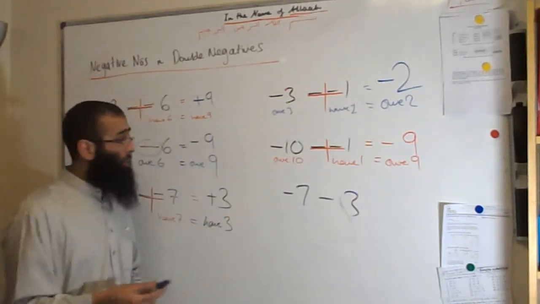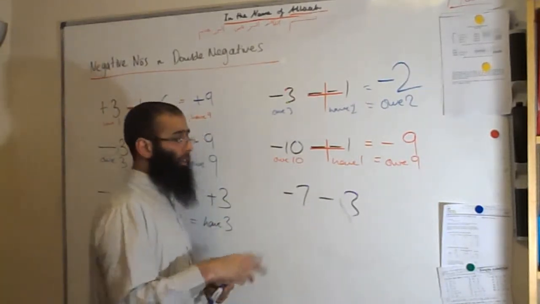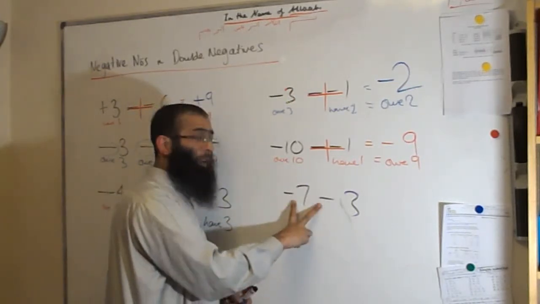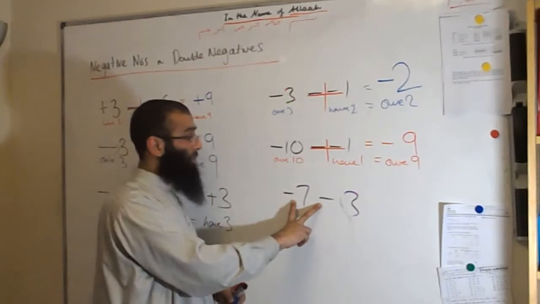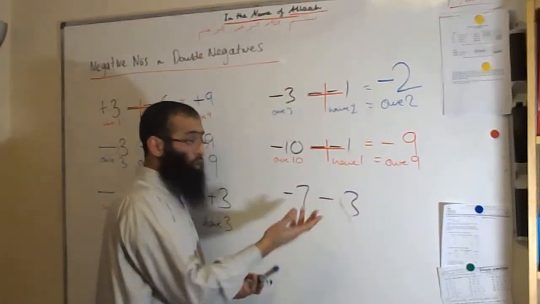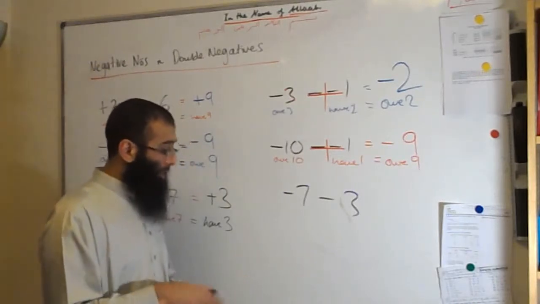Last question of this short video, minus 7 minus 3. Are these two minuses next to each other? No. So do these two become positive? No. They only become plus when they're next to each other. There's a number in between them. So this is a normal negative number question, minusing them.